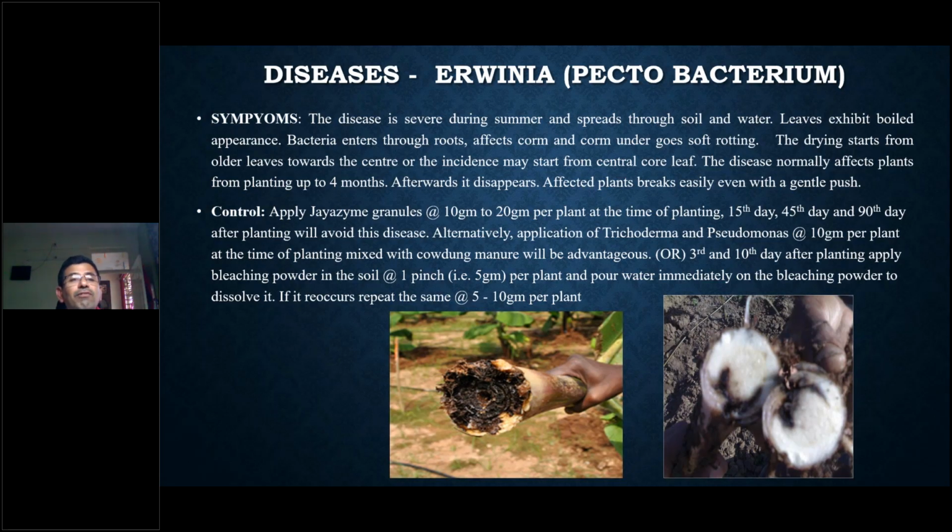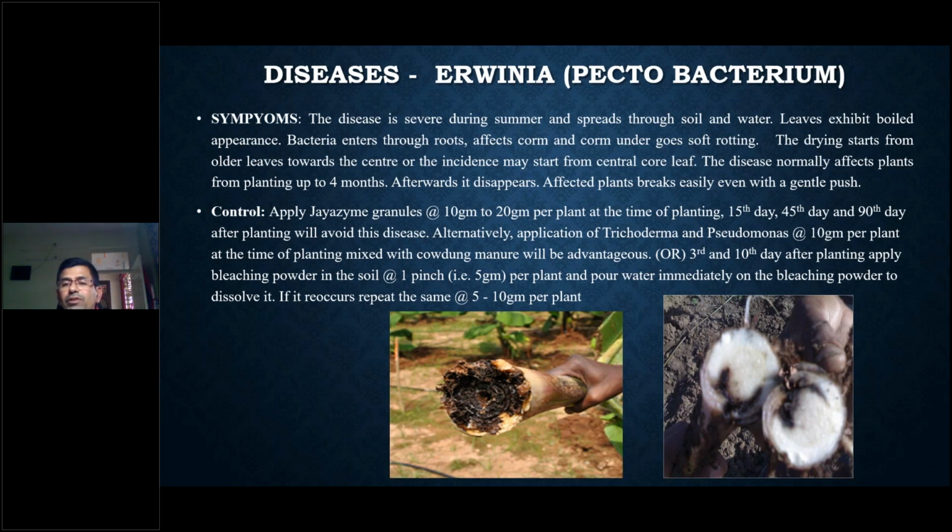The disease normally affects plants from planting up to 4 months. Afterward, it disappears. Affected plants break easily even with a gentle push. Even if you slightly pull the plant, it easily comes out. You can find that even 3 month old plants are affected by the Erwinia.